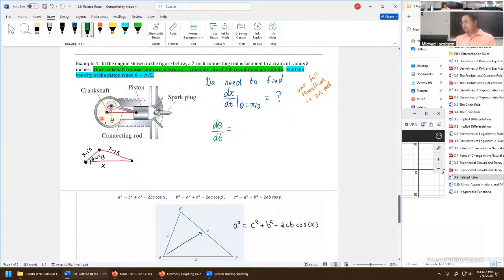So this crankshaft, it's going rather fast, but it's an engine. If it's doing 200 revolutions per minute, we can say that that's 200 full revolutions per minute. A single revolution is 2 pi. So we take 200 times 2 pi radians per minute, which means it's 400 pi radians per minute.